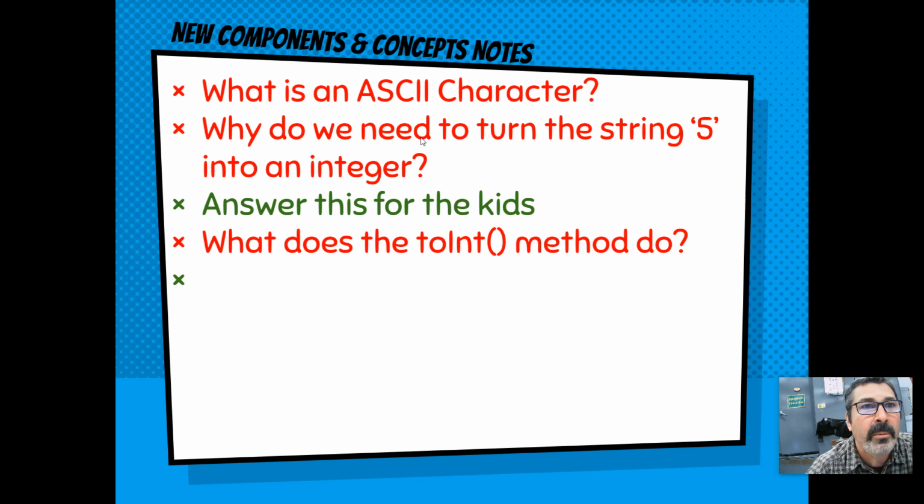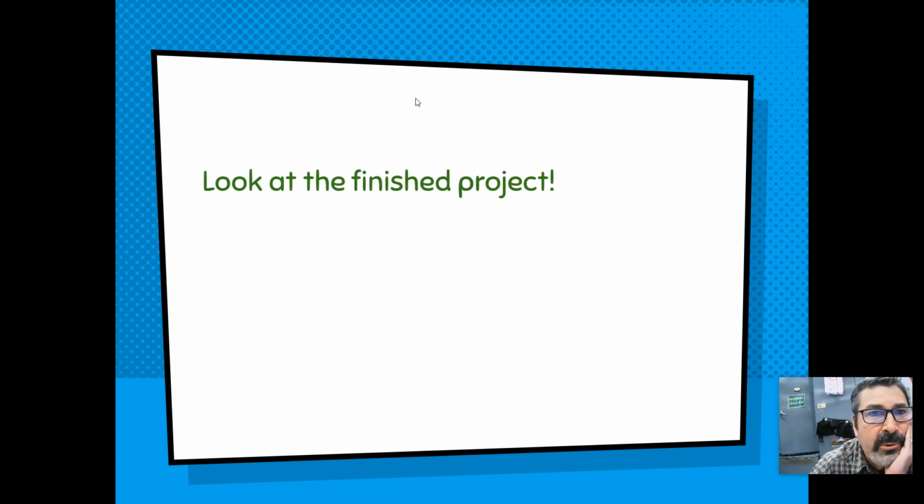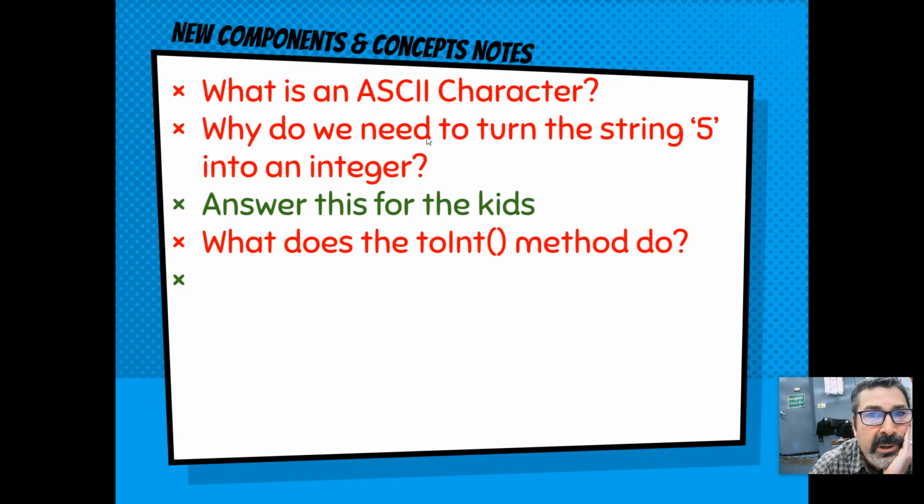All right, here's the new code. Answer these questions here. Why do we need to turn the string 5 into an integer? And the answer is if you type in 5, it thinks it's the character 5, not the number 5, and it can't calculate that. And so we actually have to take the character 5 and turn it into an integer to use it with our methods, because the method requires an integer.